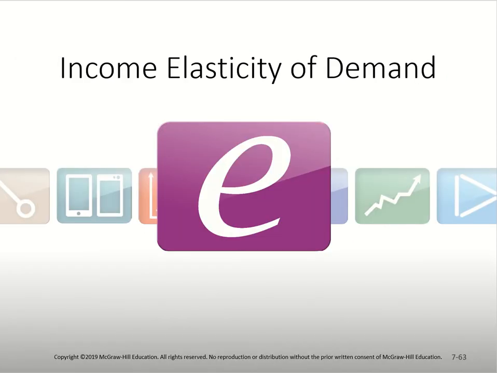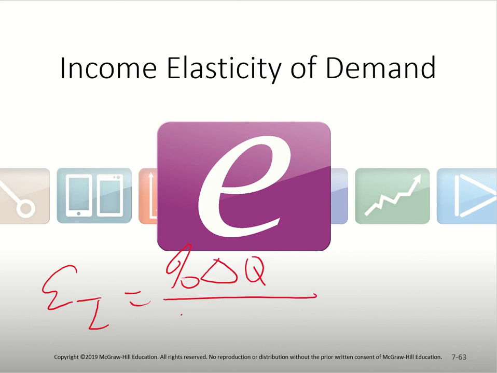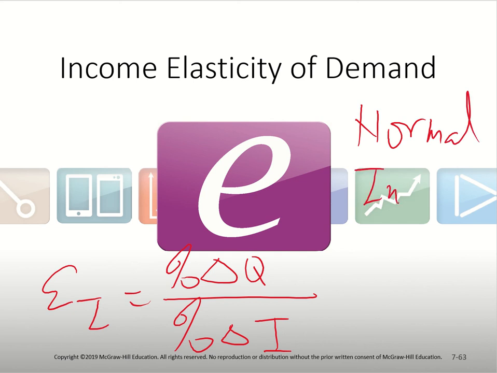And next one is our income elasticity of demand. So now we're comparing the change in quantity demanded over the percentage change in income. So this is another concept you guys learned in the previous chapters. Remember the difference between normal goods and inferior goods, right? So a normal good means when income goes up, you buy more.